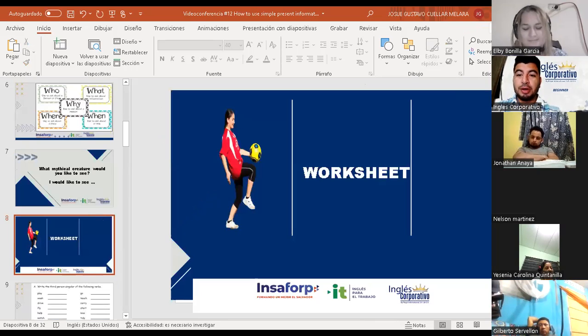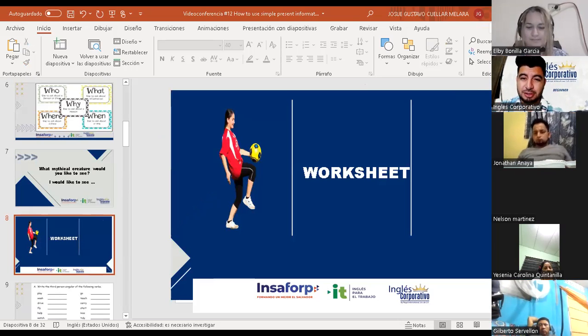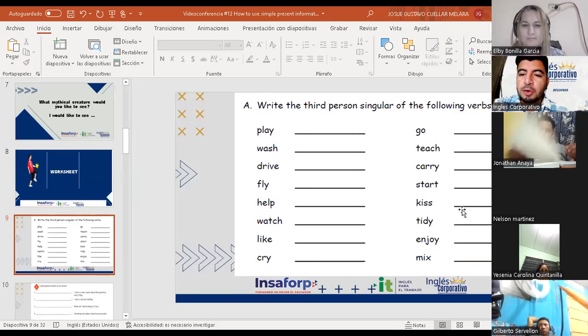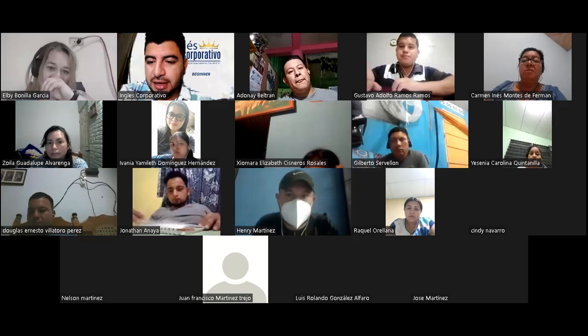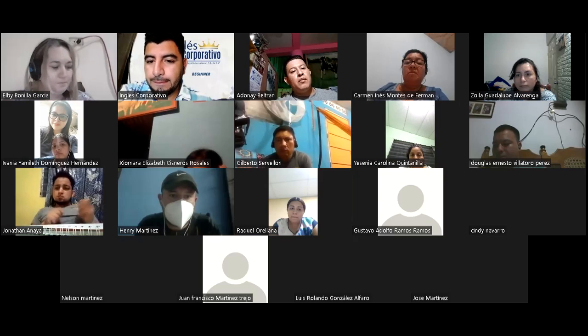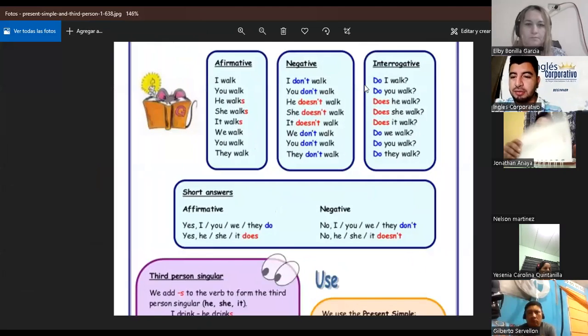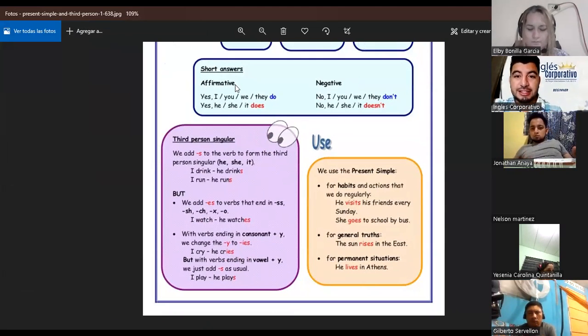We continue with a worksheet. Cuando vamos con worksheet, significa que son ejercicios, es como páginas de ejercicios. En este caso tenemos lo siguiente. Write the third person singular of the following verbs. Okay, now I will explain something again. Remember that as I explained the last time, we have three cases. Tenemos tres casos, right?